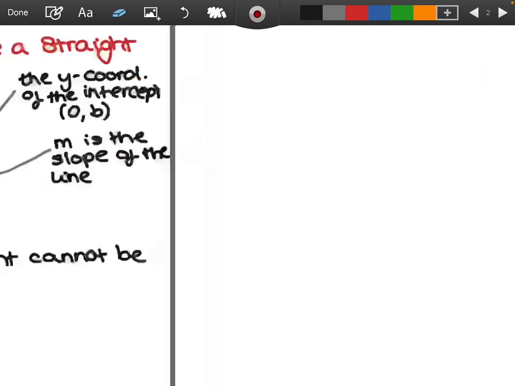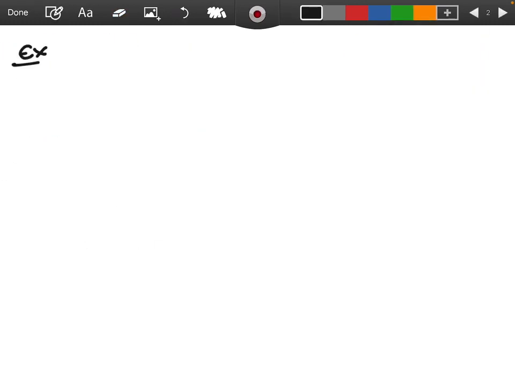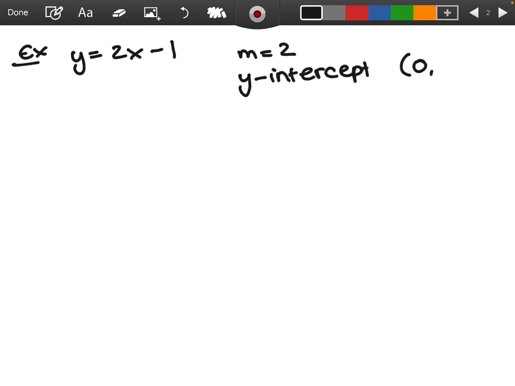Let's do some quick examples. For y is equal to 2x minus 1, what is the slope of this line? m would be 2. If we wanted to find the y-intercept, the y-intercept always has 0 as its x-coordinate, and its y-coordinate would be the value of b, which in this case is -1.